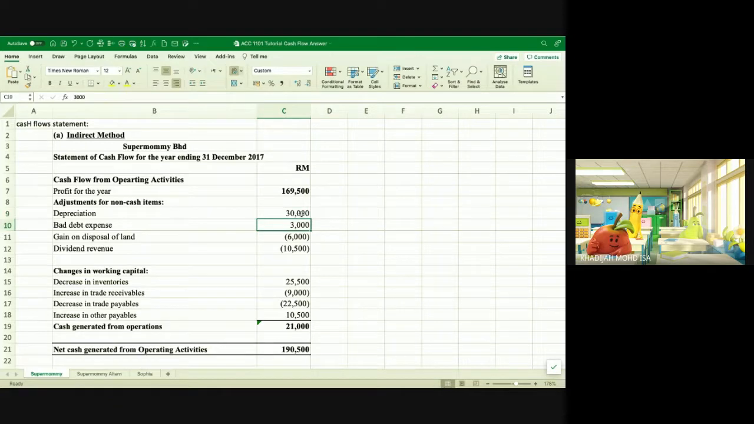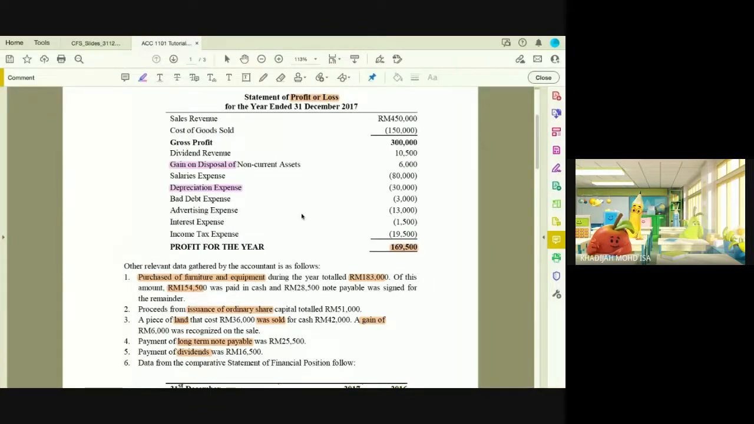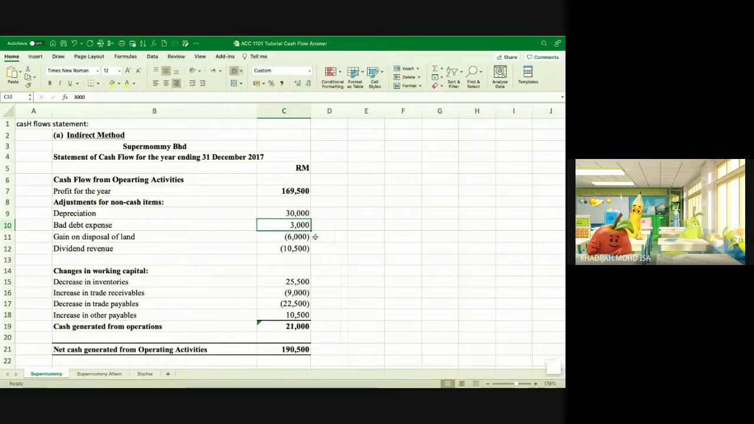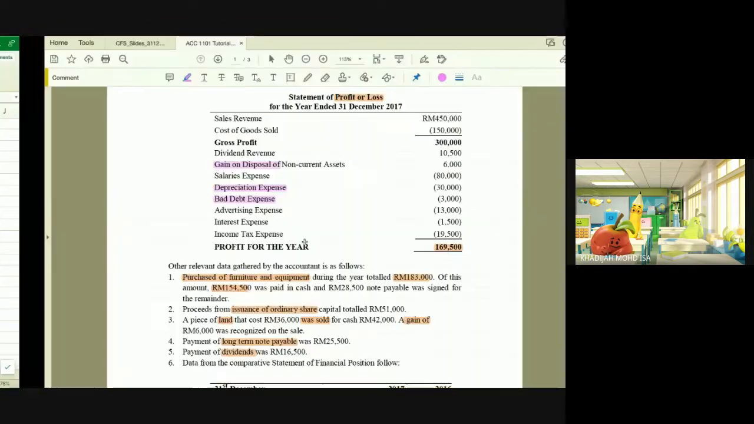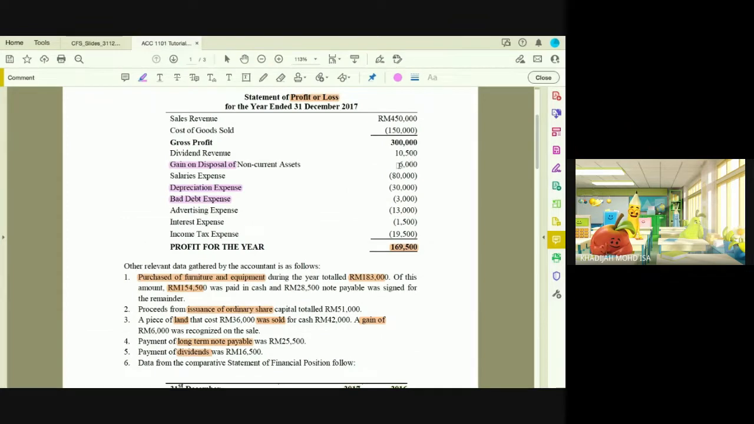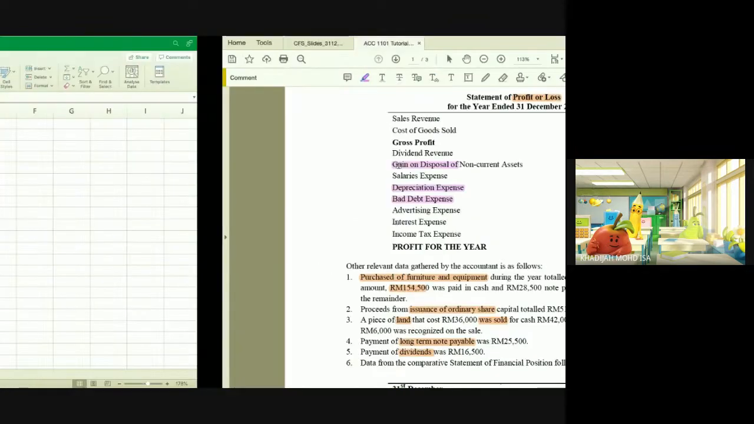What about bad debt expense? Why is it there? 3,000. Anyone tell me why is it there? Well, I think this one is because of your allowance. Right? But bad debt expense, you do not pay for bad debts because it's just a recording, yeah? So that's why bad debt is included. So bad debt, you add back 3,000. Gain on the disposal of land, remember gain is an income, so that's why you minus 6,000, right?